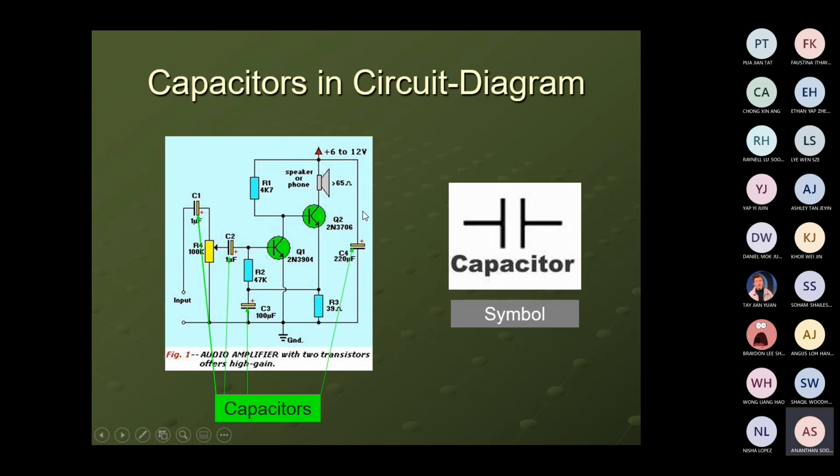Okay, so in this circuit, you see the shape like this, capacitor. In this circuit, there are lots of capacitors, 1, 2, 3, 4, like 4 capacitors in this circuit. This is a transistor.